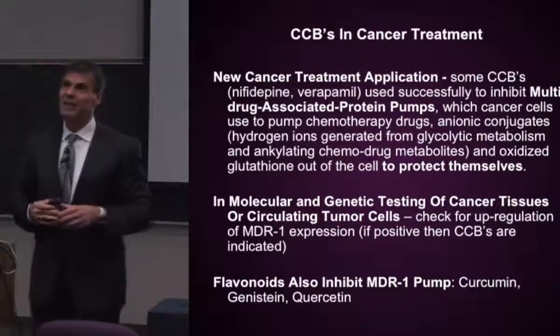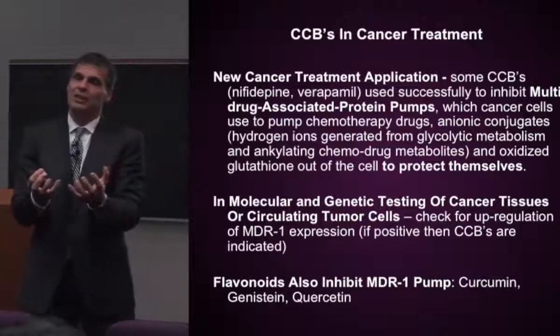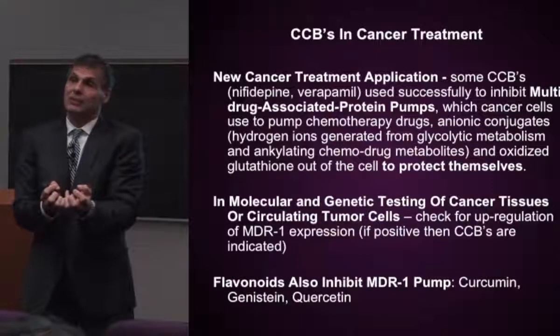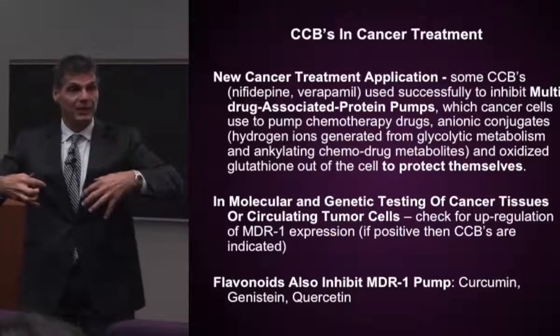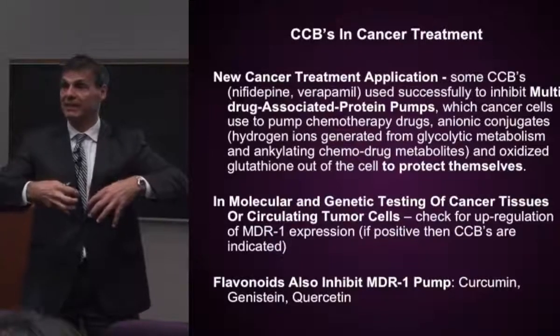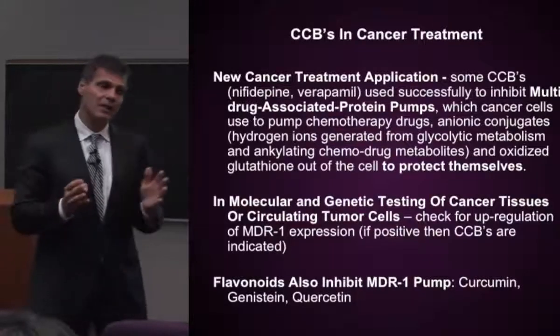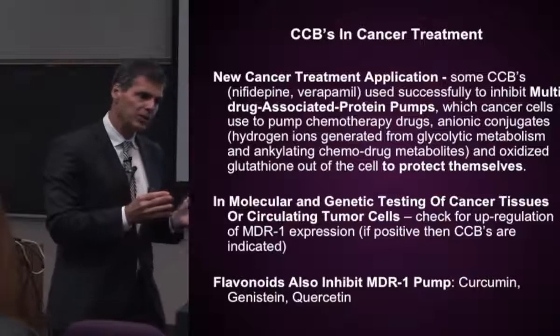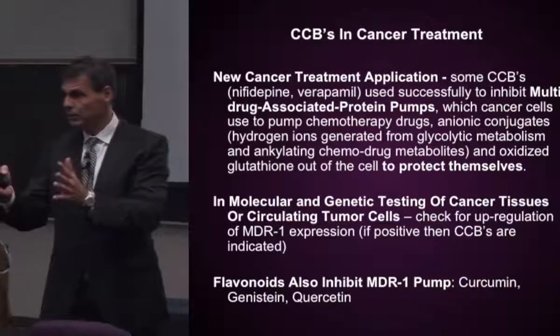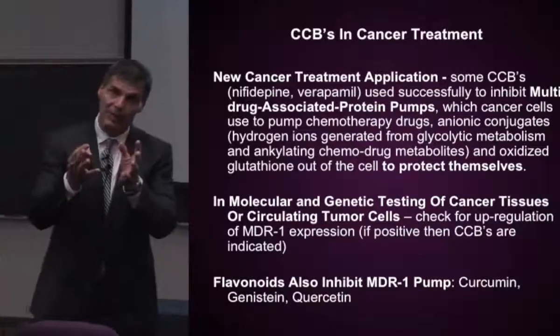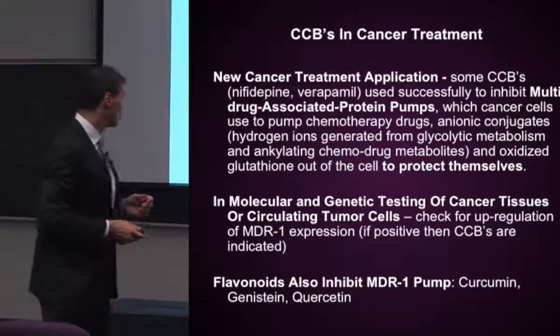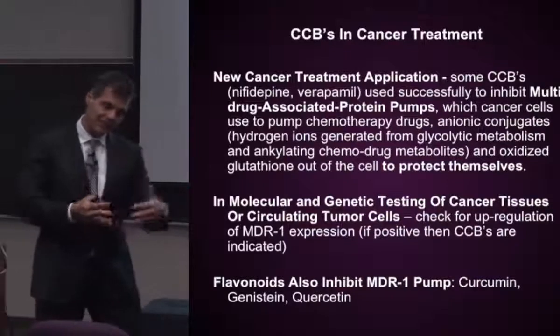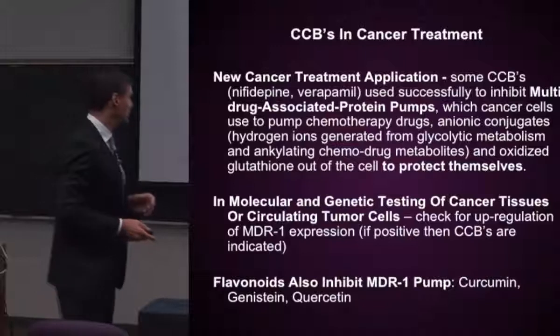What's interesting is that some of these calcium channel blockers can actually inhibit the action of these pumps to keep the chemotherapy in the cell to make it more effective at killing the cancer cell. So sometimes these calcium channel blockers are used in what's known as off-label applications to help increase the efficacy of chemotherapy when you see that the cancer cell is overexpressing the multi-drug resistant gene.